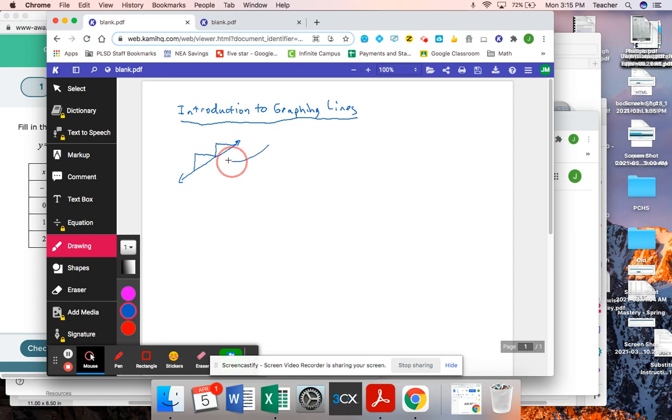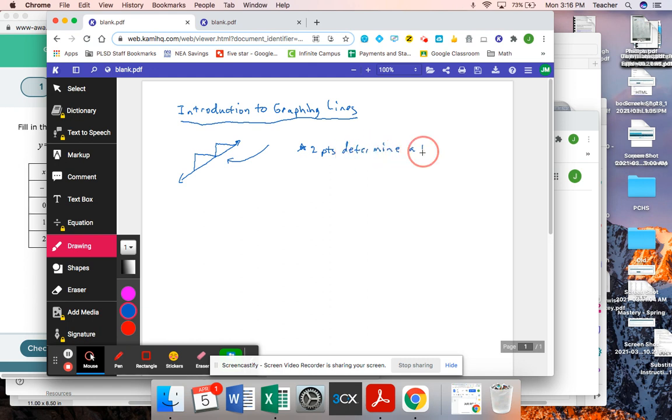That's assuming that I've already been given the line. What if I don't know what the line looks like yet? I need to be able to graph it. We also found out when we started talking about the slope that we need a minimum of 2 points in order for us to know what the line is. So 2 points determine a line.